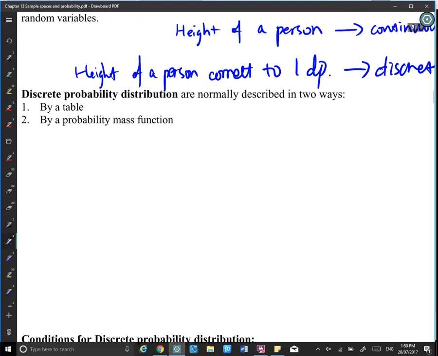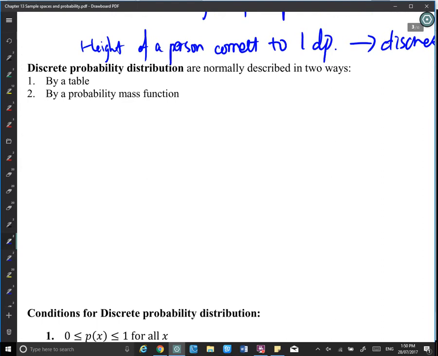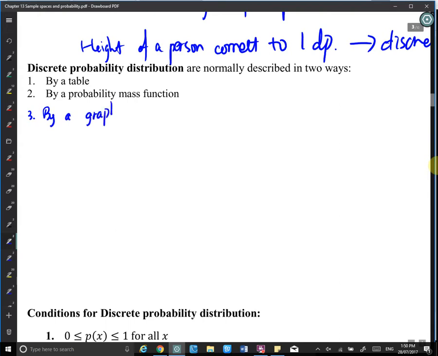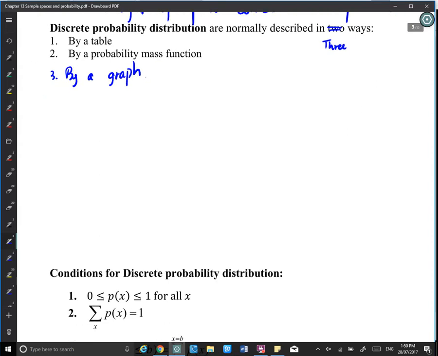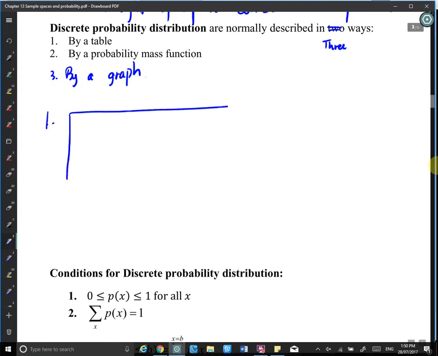Okay, next one. Discrete probability distributions are normally described in 2 ways. One by a table, well, maybe 3 ways, there's another way by a graph as well. It doesn't really matter because it's not quite often to have a graph. So it's normally by a table. Table appears the most, function is second, and then the graph. So what is a table? That is a probability table.